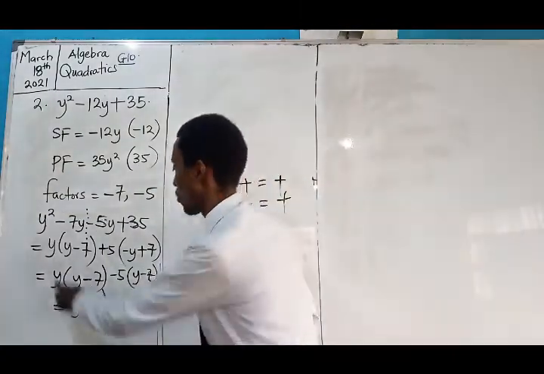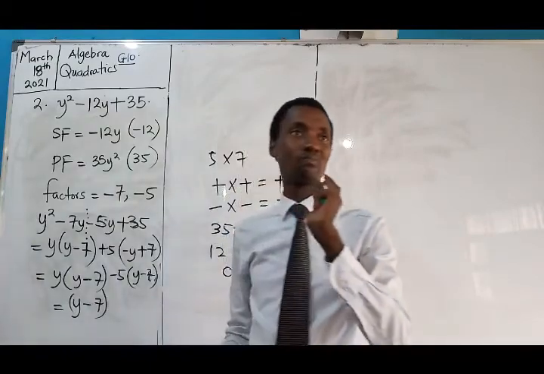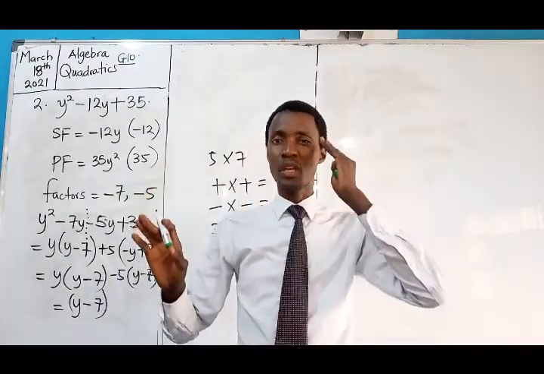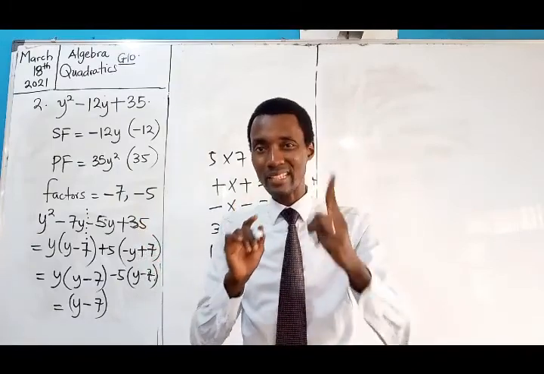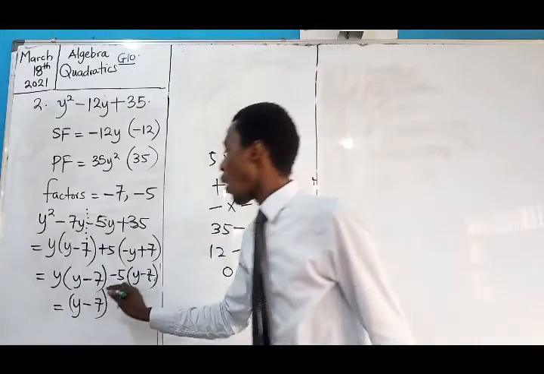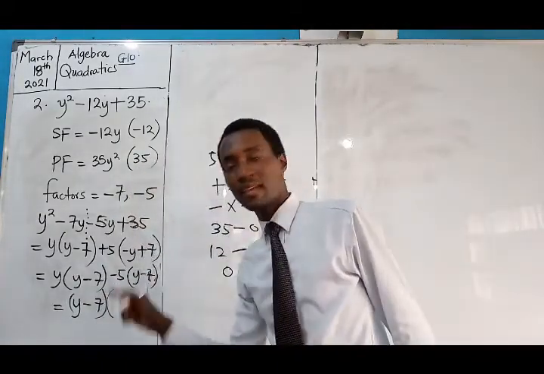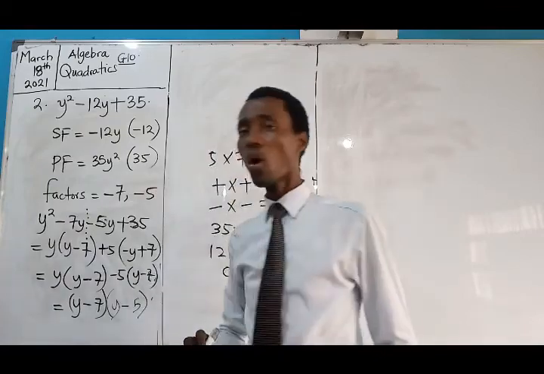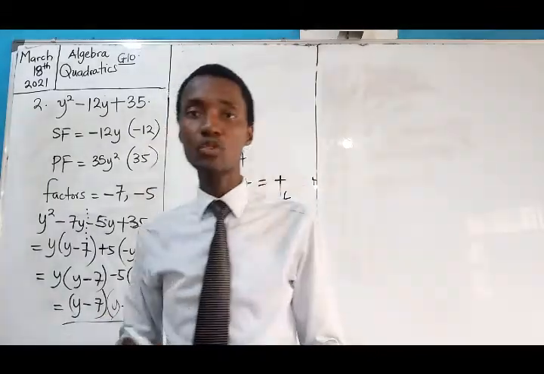Some of us will just say y minus 5 into, no. While it doesn't have any implication in the exam, it has an implication in your understanding. Always factor, this is what you are factoring out. What is left is what you write next. And that will be what? y minus 5. Alright, so those are the ones you'll be able to handle right now.